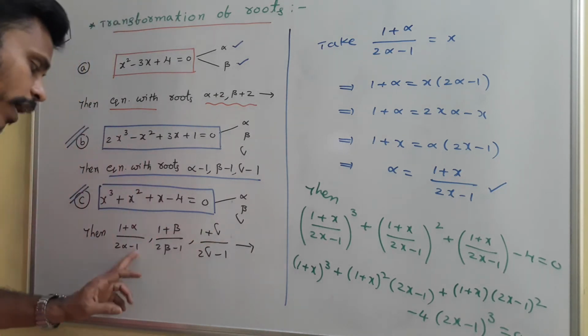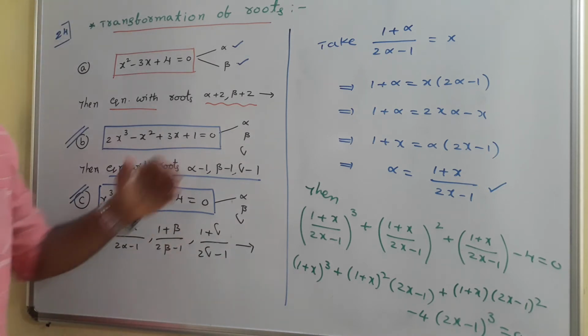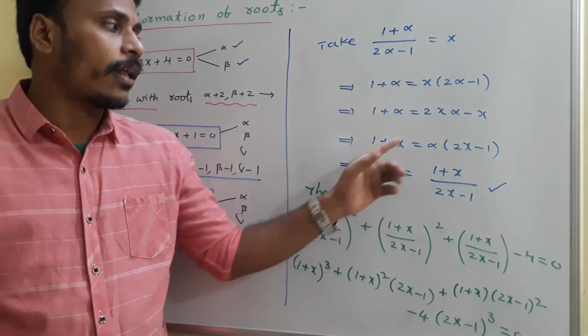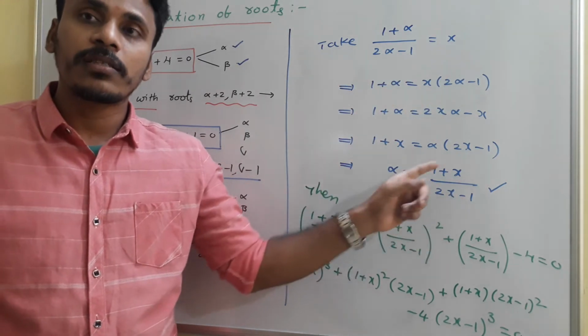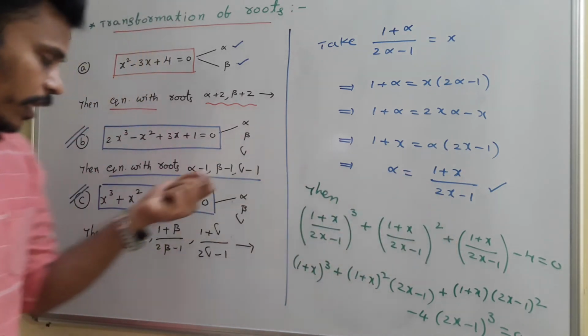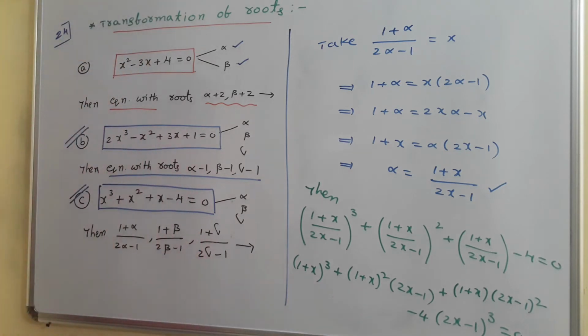Once again have a look. We are trying to find the equation whose roots are these three. Since these three are symmetrical, let one root be x, express alpha in terms of x, and replace this expression (1 plus x) by (2x minus 1) in the given equation. Okay, so at the end the required one is this. Have a look.